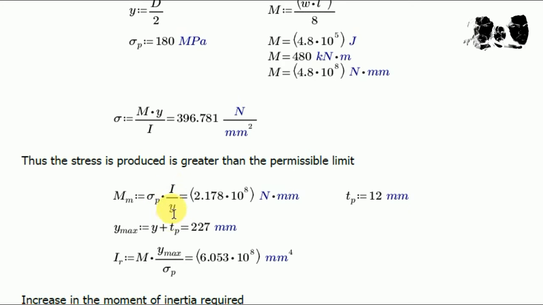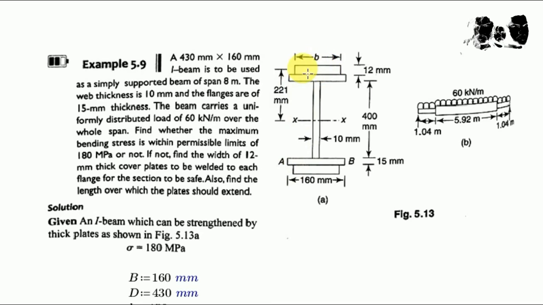Moment of inertia, y is equal to, we already know that, 1215, and by solving this we have a maximum bending moment of 2.17 into 10 to the power 8, where Tp is the thickness of plate. Then the maximum value of y, by including the plate on the upper and downward side, top and bottom of the I section. By adding these two plates we have a different y max, which is different from before.